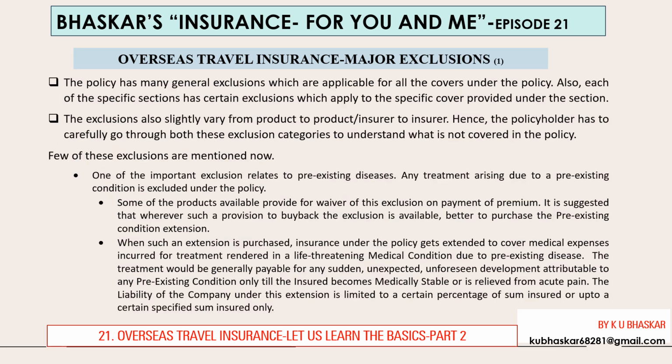What are the major exclusions under the policy? The policy has many general exclusions which are applicable for all the covers under the policy. Also, each specific section will have certain exclusions which apply to the specific cover provided under that particular section. The exclusions vary from product to product and insurer to insurer. Hence, the policyholder has to carefully go through both these exclusion categories, that is the general exclusions and the specific exclusions for each section, to understand what is not covered in the policy. A few of the exclusions are discussed now.